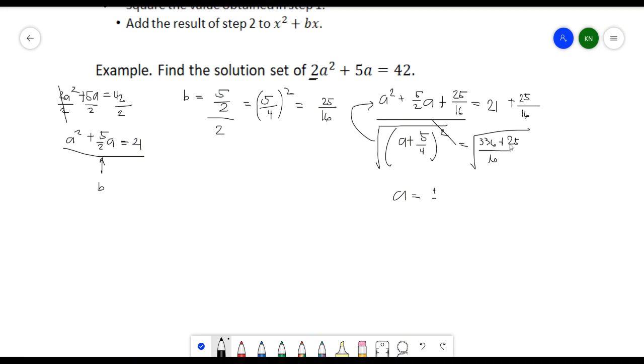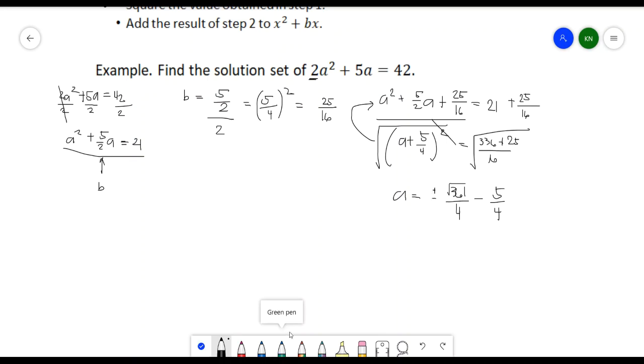This one, 336 plus 25, is the square root of 361. And the square root of 16 is 4, right? Minus the 5 over 4 that we moved to the other side of the equation. That's why that is minus 5 over 4. So as you can see, we already have the roots of our equation.